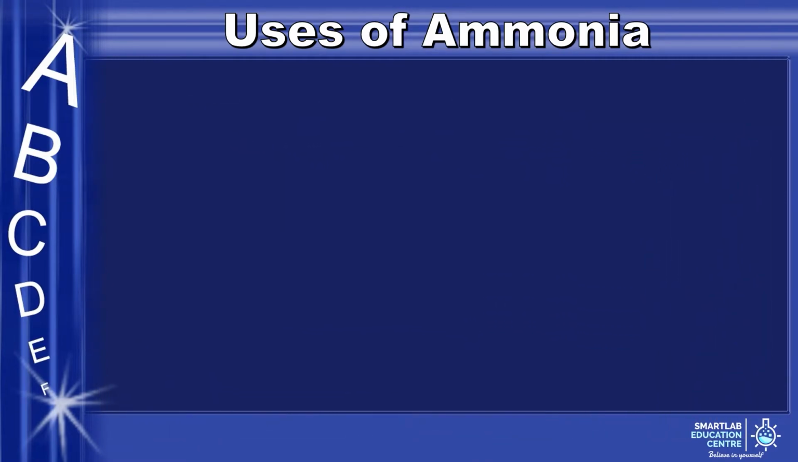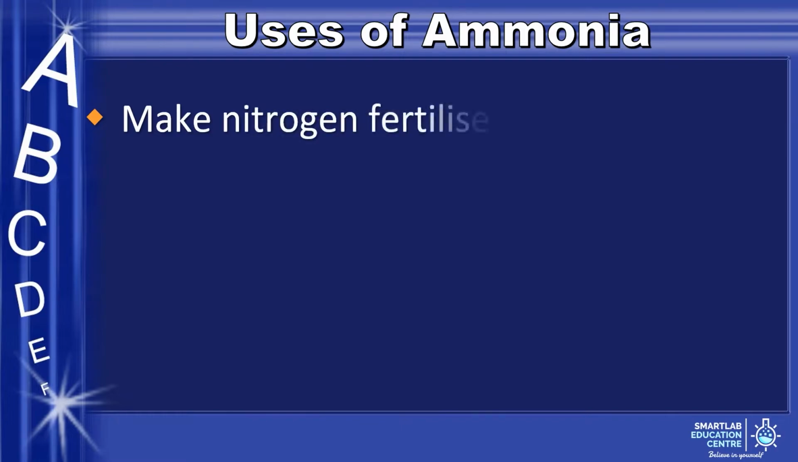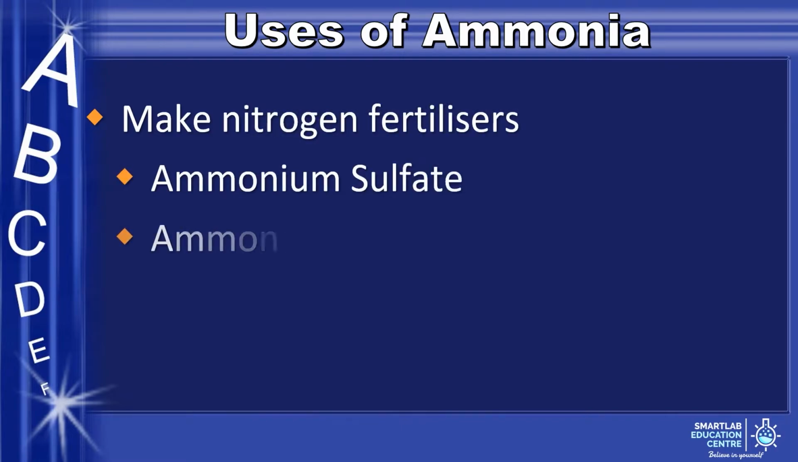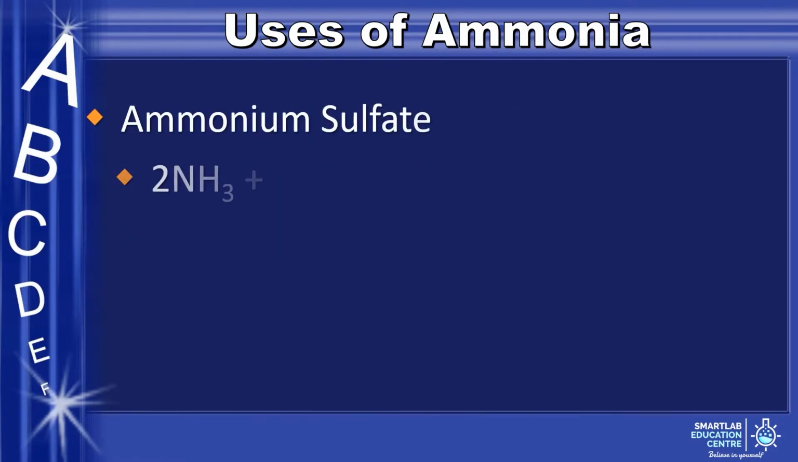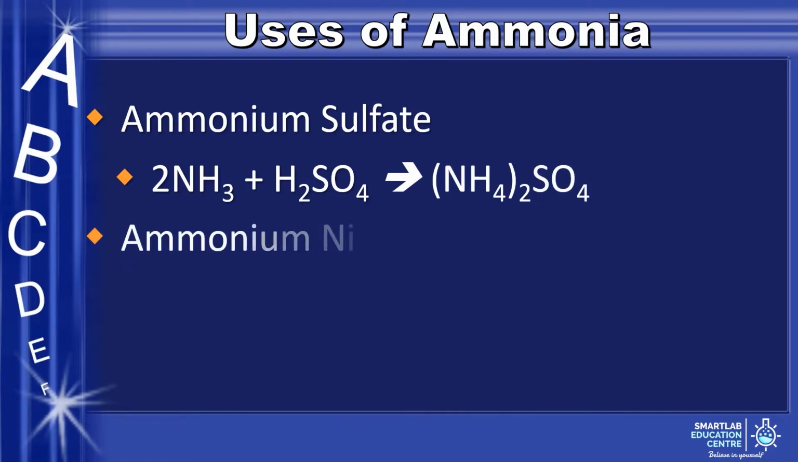Not only that, ammonia can also be used to make nitrogen fertilizers, which include ammonium sulfate and ammonium nitrate. Here are the chemical reactions that show how ammonium sulfate and ammonium nitrate respectively can be formed.